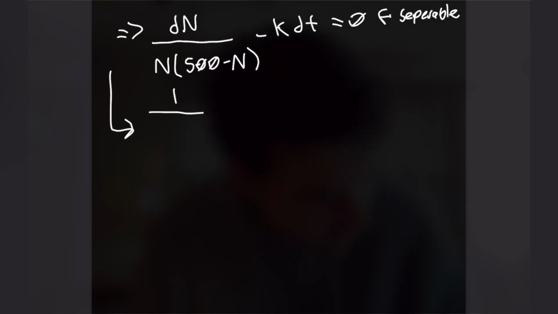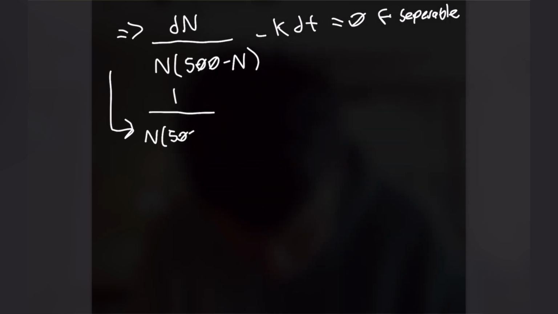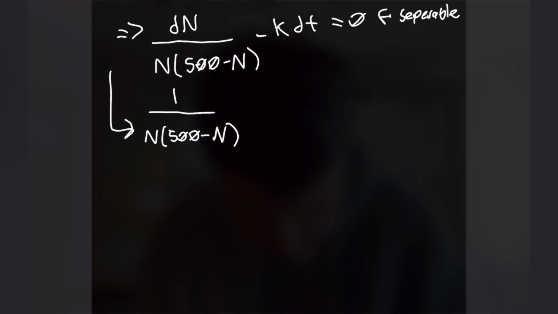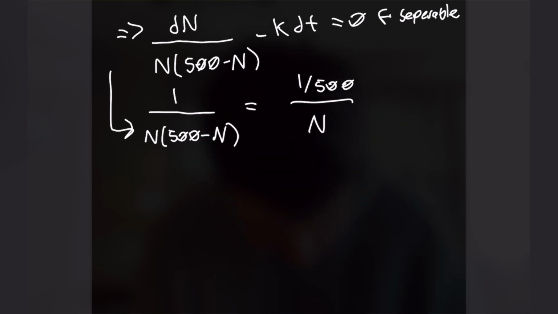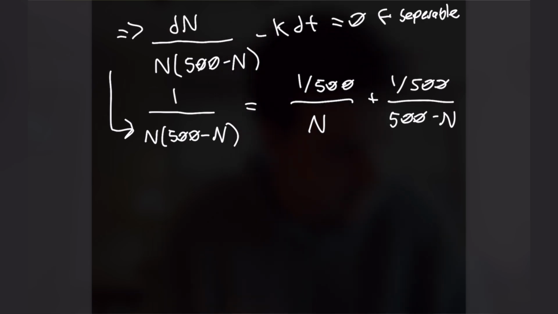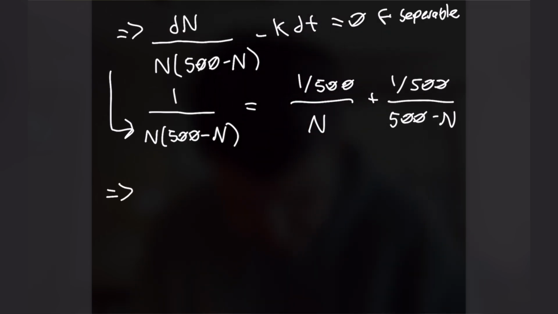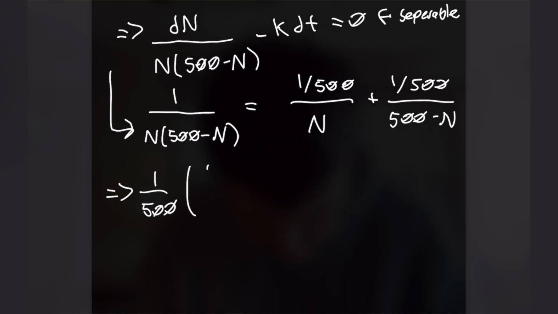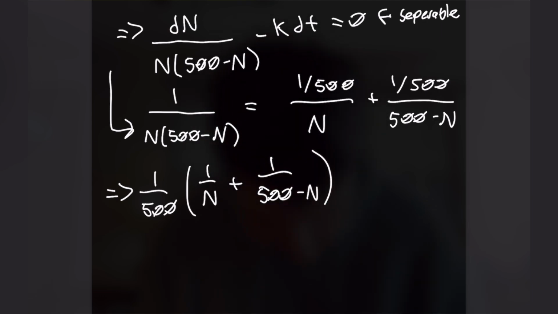So we have 1 over n times 500 minus n. And that is going to be equal to 1 over 500 over n plus 1 over 500 over 500 minus n, and you'll see why this is helpful in a bit. But that allows us to rewrite this first term as 1 over 500 times 1 over n plus 1 over 500 minus n. And we will still have minus k dt is equal to 0.